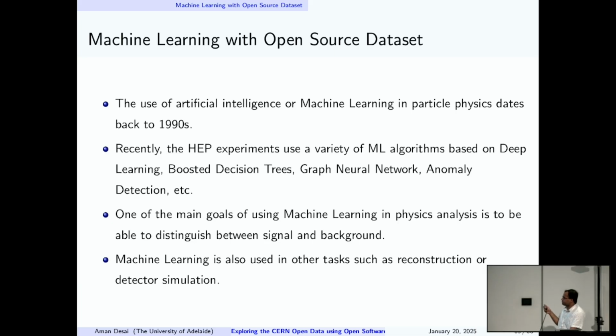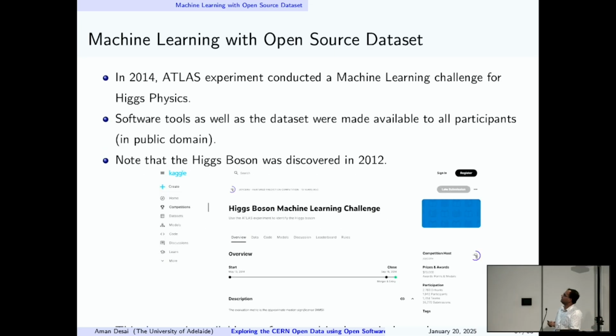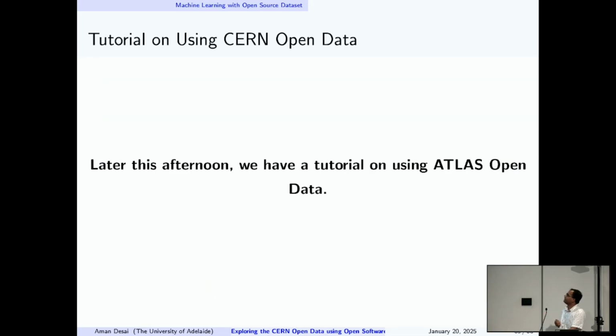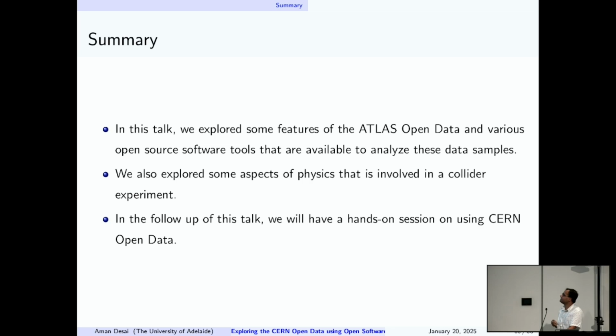And the main goal is to identify the signal, let's say the Higgs, and then to distinguish this from all the background that we know. This was the Kaggle competition, back in 2014, and it's still available. Anyone can still have their own notebooks and run them. Later this afternoon, we have a tutorial, so please join us.